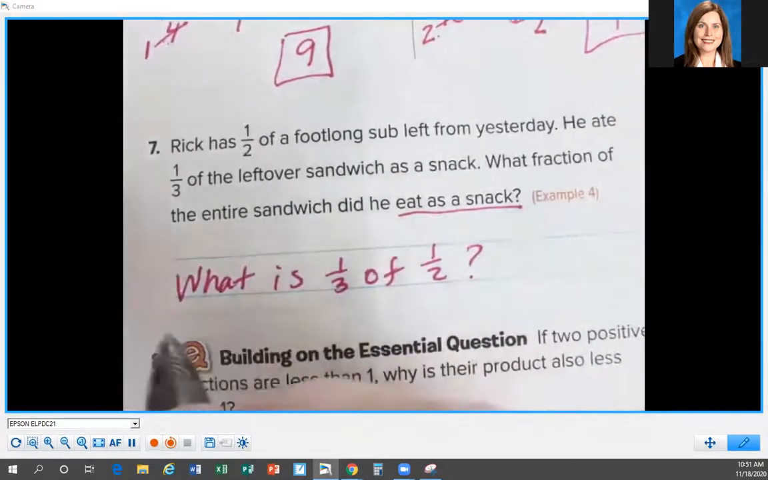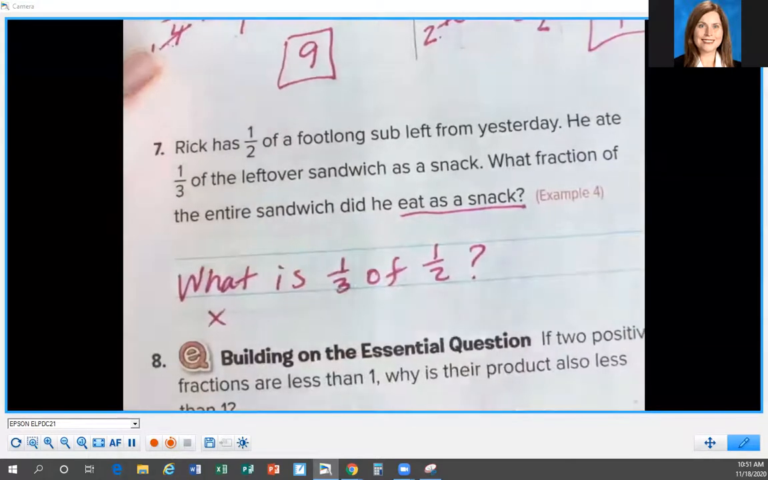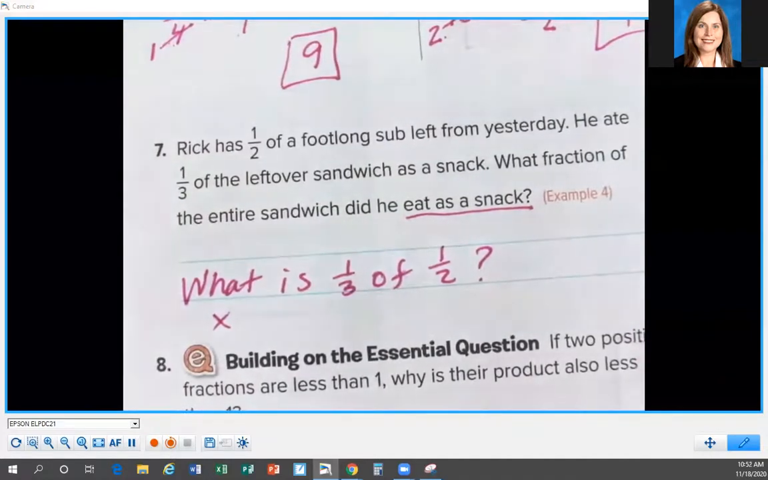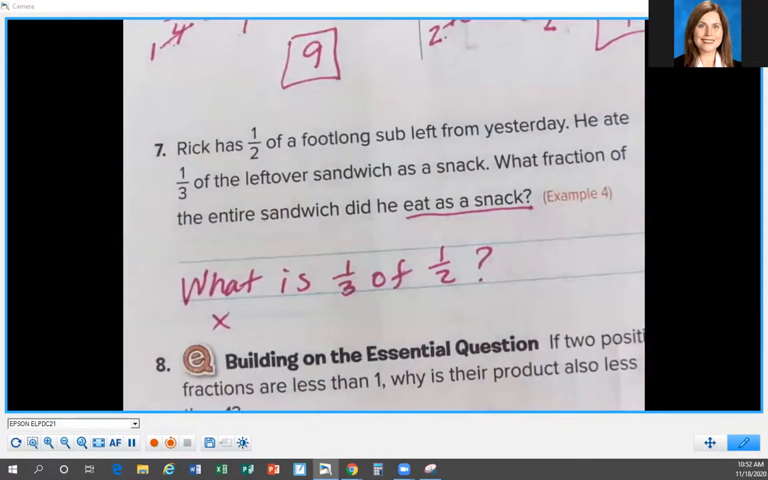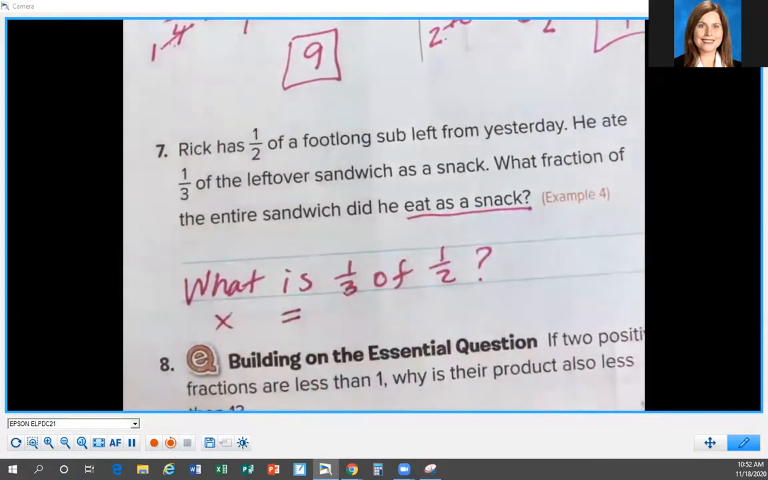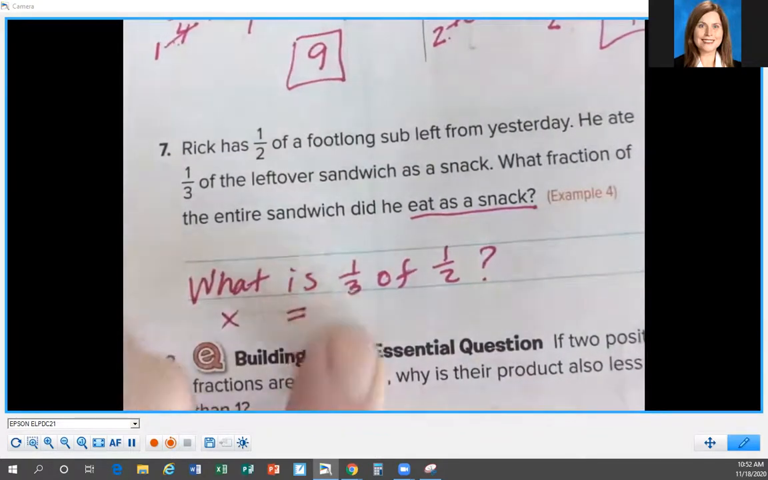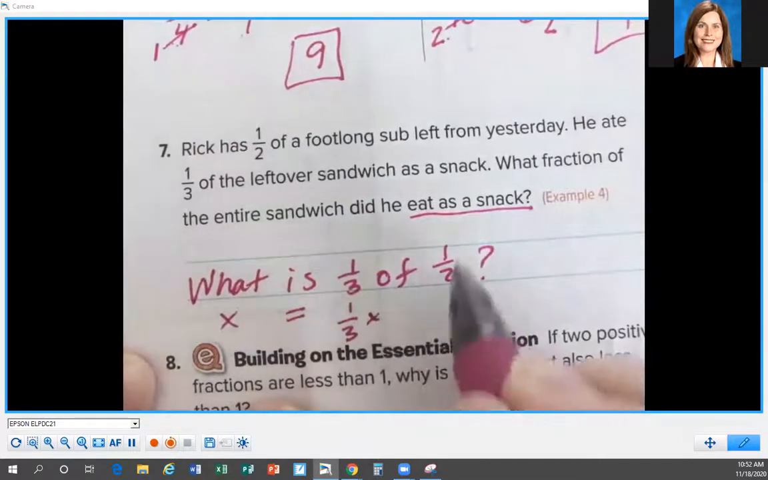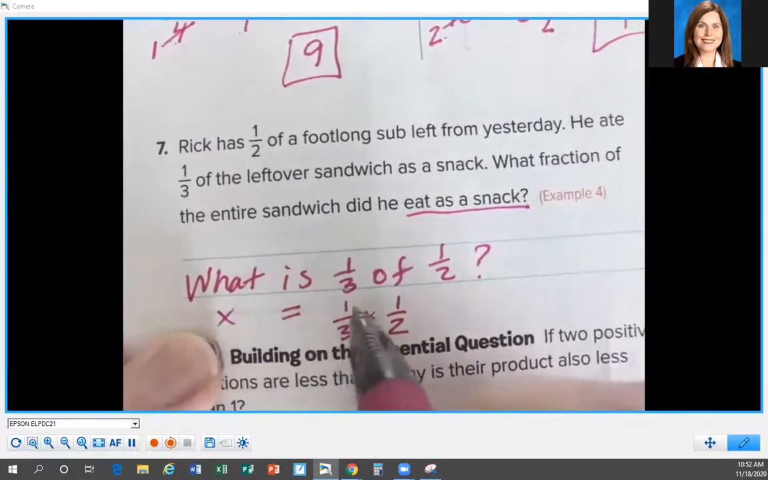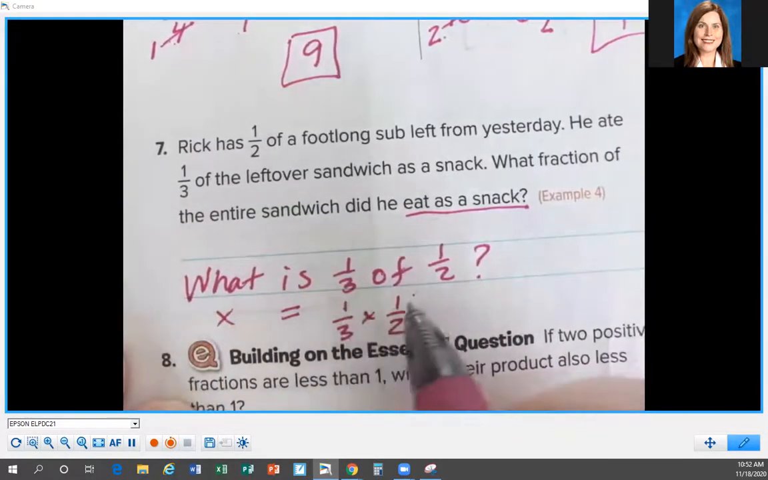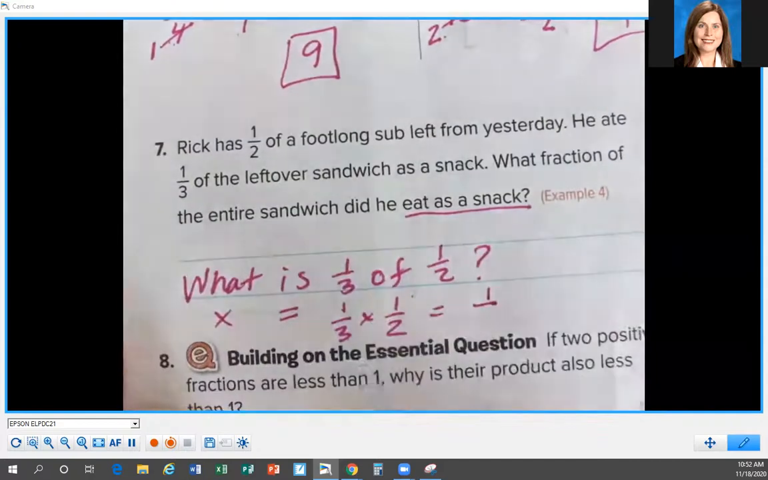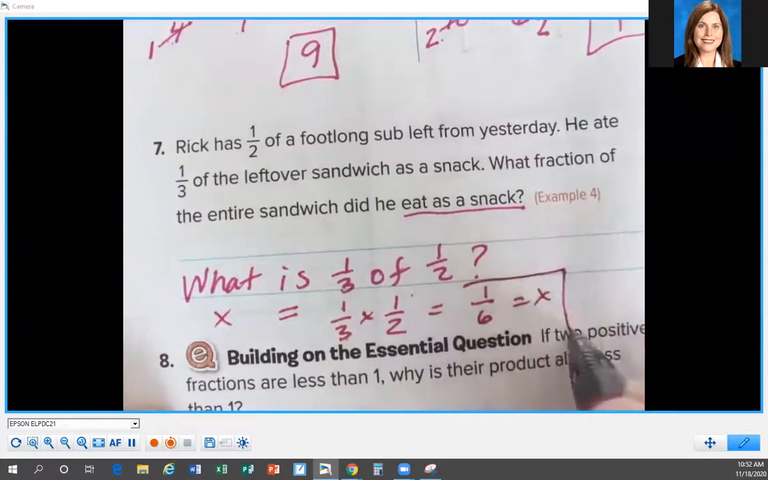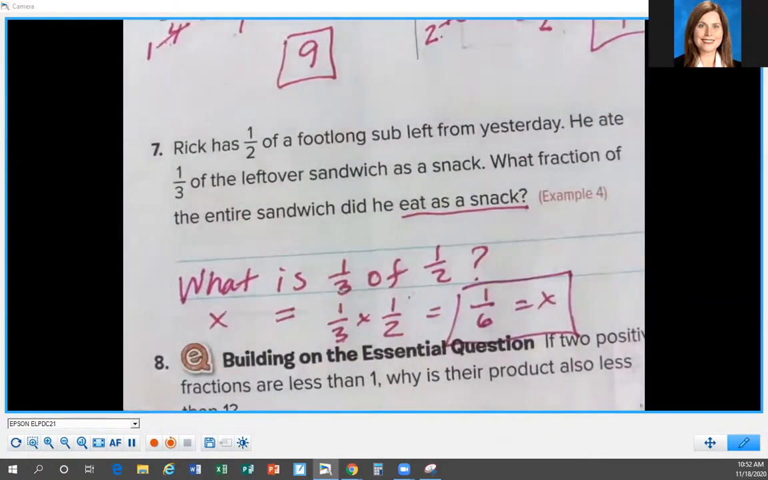Okay, so what is our unknown? We'll call that x. What does is mean in math? It means equals. So x equals, what's one? So then 1/3 of means multiply 1/2. So what is 1/3 of 1/2? So we do 1 times 1 in our numerator to get 1, 3 times 2 in our denominator to get 6. So he ate 1/6 of the sub as a snack.